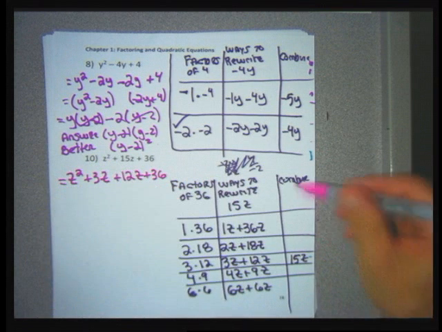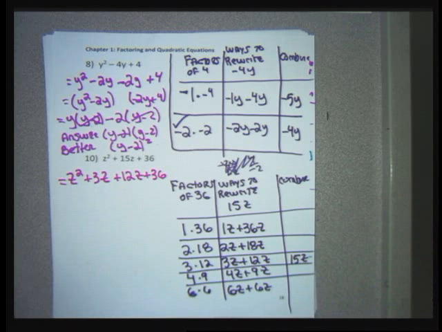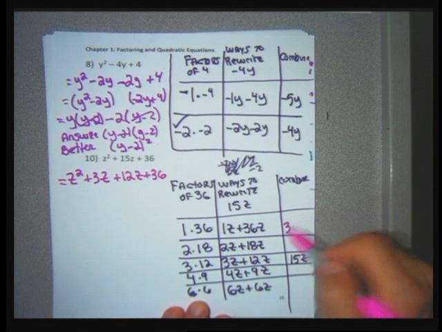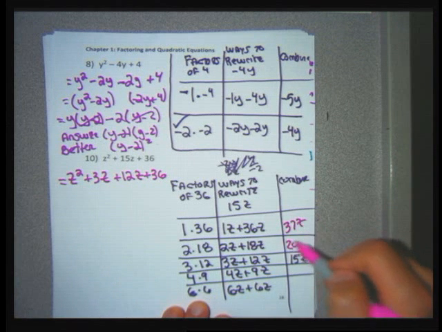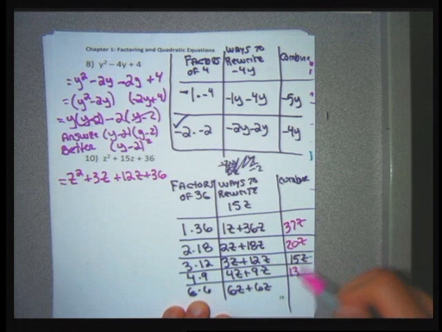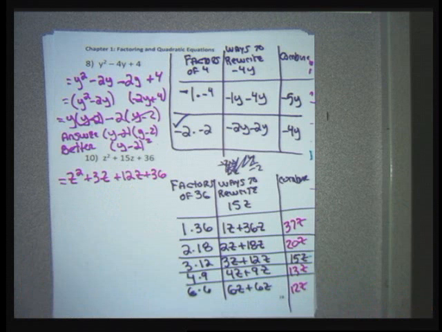And notice I didn't even fill in the rest of the right column because I knew the pair that was going to work. The rest of them wouldn't work because this one was going to give me a 37z, this one was going to give me a 20z, this one was going to give me a 13z, and this one's going to give me a 12z, and I needed the pair that gave me the 15z.